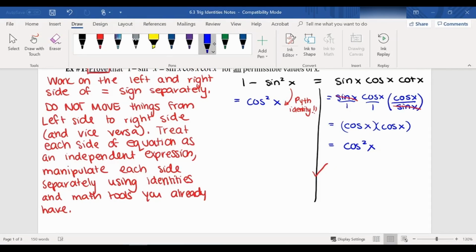Okay. This would be a basic proof. And the skill we used here was changing things to sine and cosine using reciprocal or quotient identities, as well as pulling out our information that we know about Pythagorean identity.